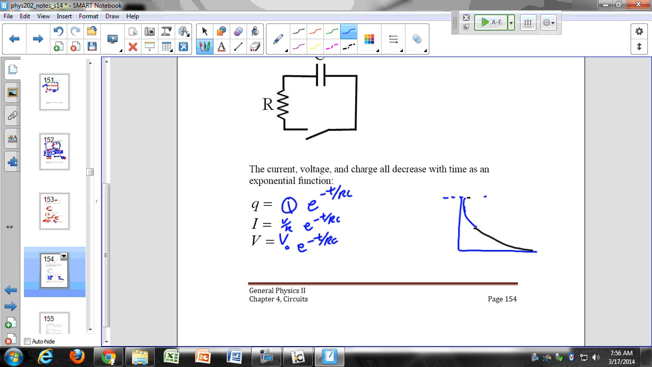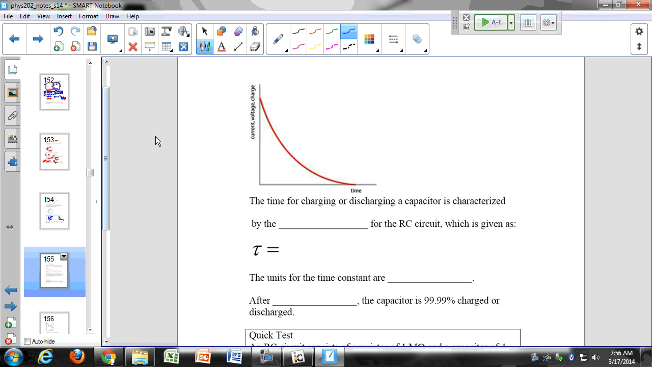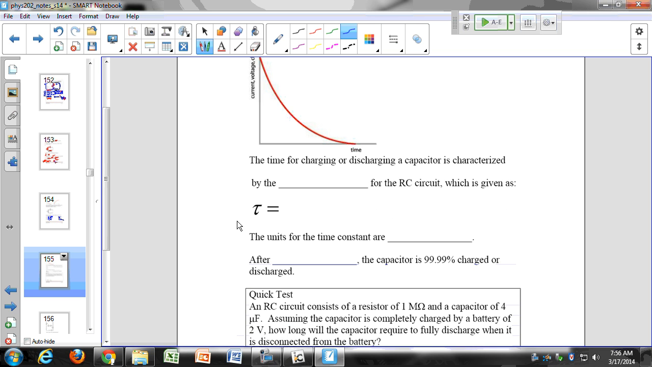We use the time constant to describe these circuits. There's that function that I drew. And the time constant is called tau. In our circuit where we have a resistor and a capacitor like this with R and C, our time constant is just a product of those. So our tau is RC. The units for the time constant are seconds.